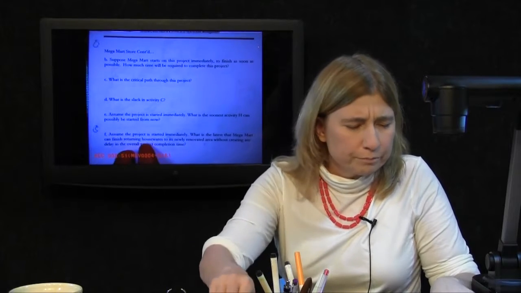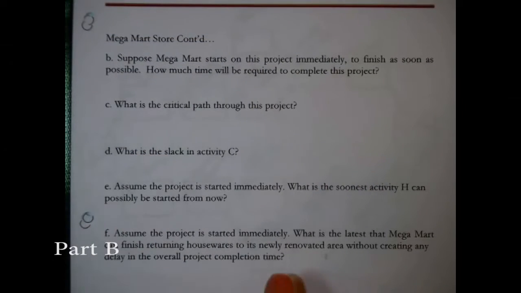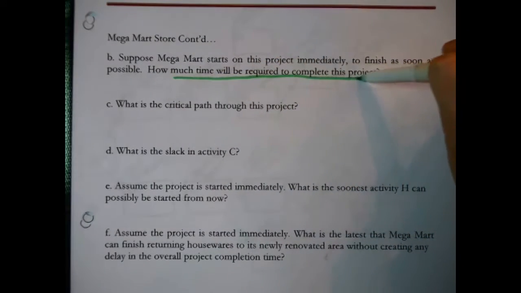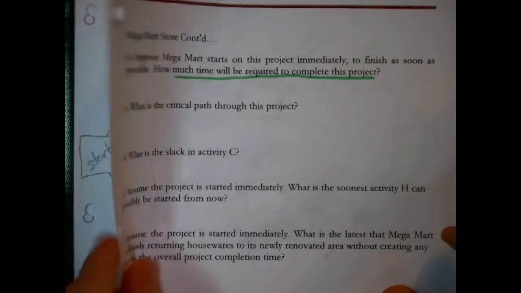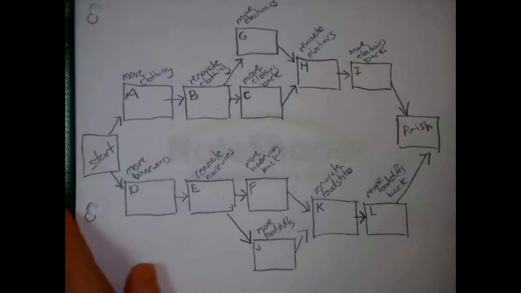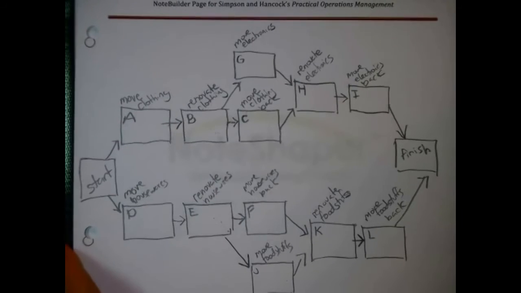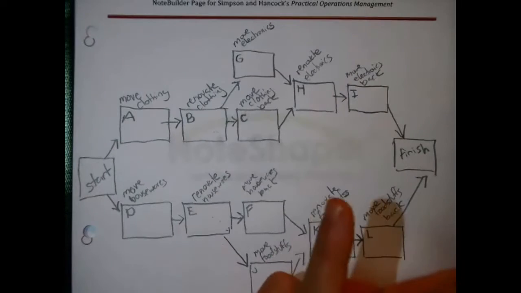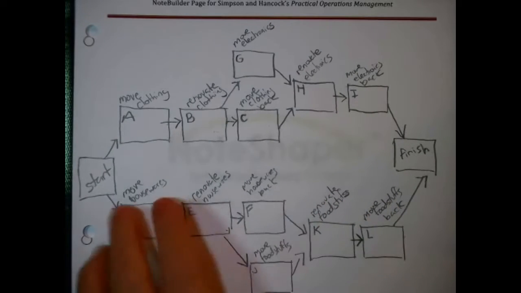For example, suppose Mega Mart starts on this project immediately to finish as soon as possible. How much time will be required to complete this project? Uh-oh. What we had from last time, or essentially part A of that scenario, was a picture of the tasks. Now we need to do some computations.